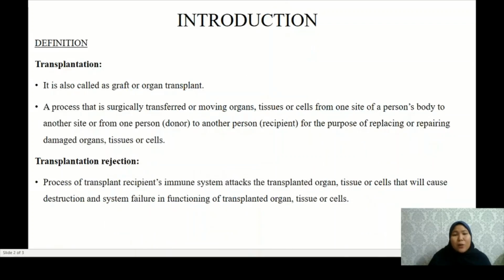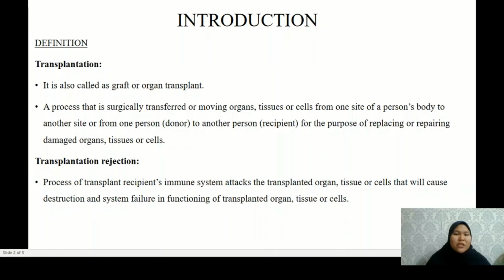First of all, I would like to start our presentation with the definition of transplantation. What is transplantation? Transplantation is a graft or organ transplant. It is a process by which we surgically transfer or remove organs, tissue or cells from one site or area of a person's body to another area of a person's body, or from a person known as a donor to another person known as a recipient.